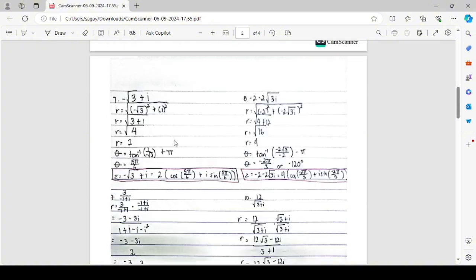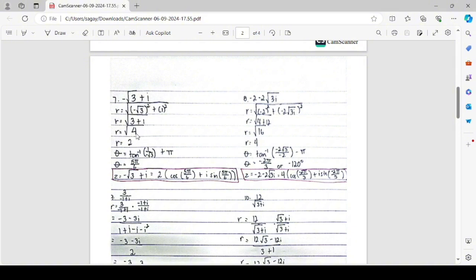This one has the square root, so we will have a double square root. The given is negative square root of 3 plus i. So we substitute r is equal to the square root of 3 squared plus 1 squared. Then we get the square root of 3 plus 1. Then r is equal to the square root of 4 because 3 plus 1 is 4, which is 2.